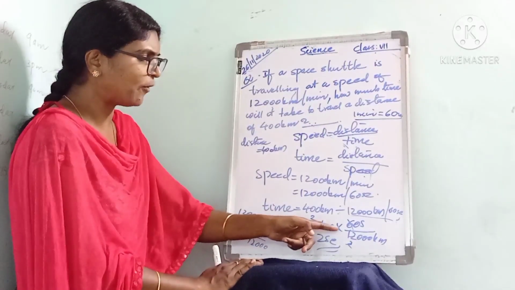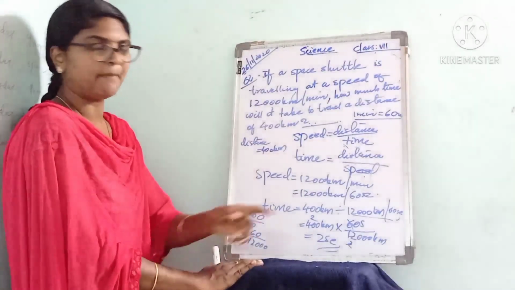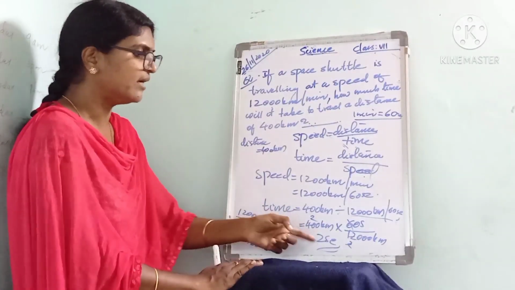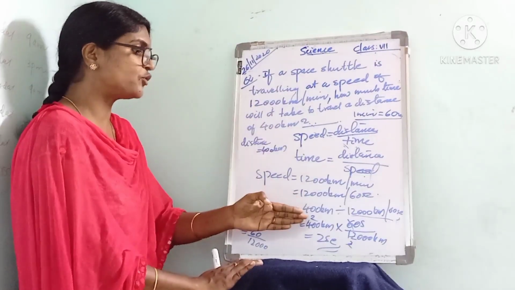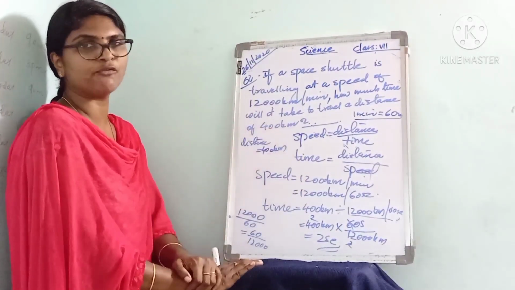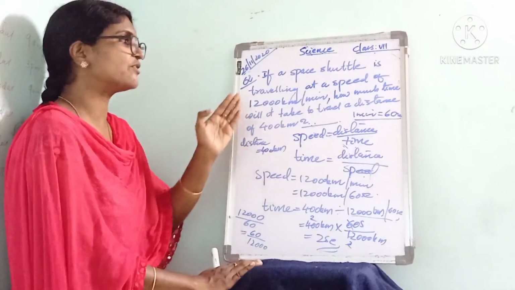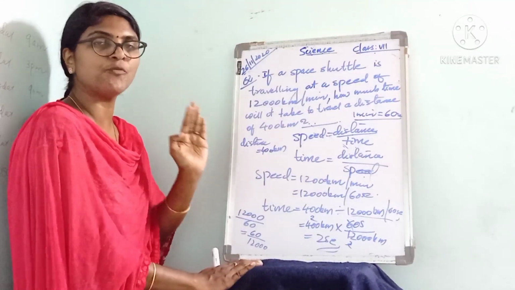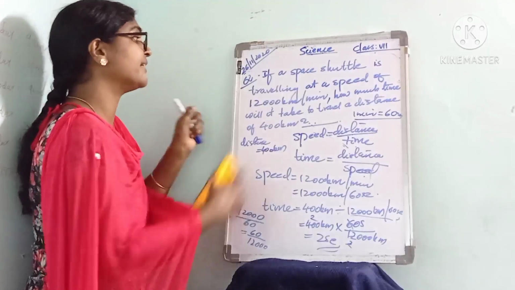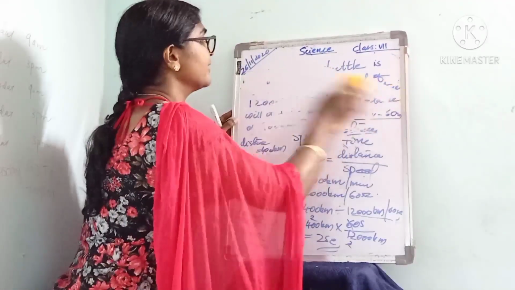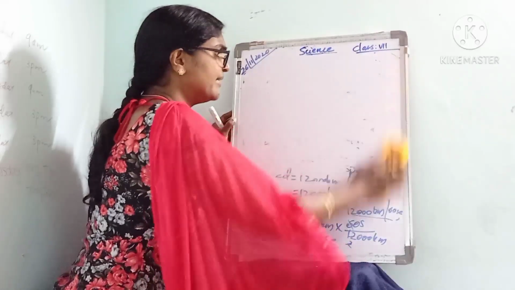So 400 kilometer into 60 seconds divided by 12,000 kilometer. By simplifying this, we will get what? 2 seconds. So the space shuttle takes 2 seconds to cover a distance of 400 kilometer. All of you got it? Here actually, first numerical we have calculated the speed. Then the second numerical we have calculated the distance. And in the third numerical we have calculated the time taken.